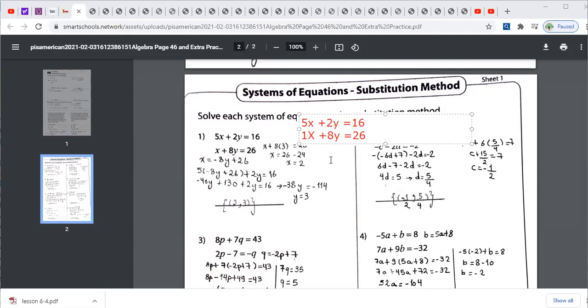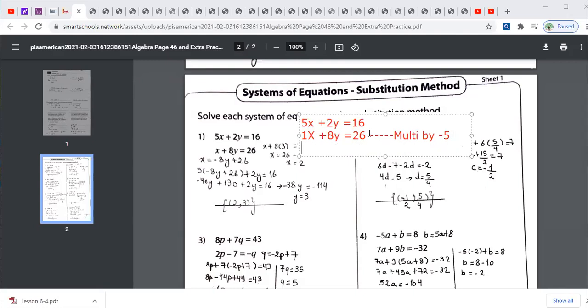Could anyone tell me one method? Yes, go on. I can multiply x plus 8y equals 26 by negative 5. Exactly. We can multiply the second equation by negative 5, which means you are looking for the additive inverse of 5 in the second equation, right? So we will multiply by how many? Negative 5.